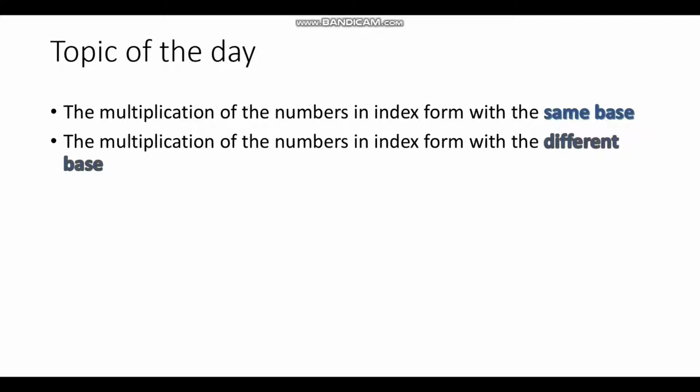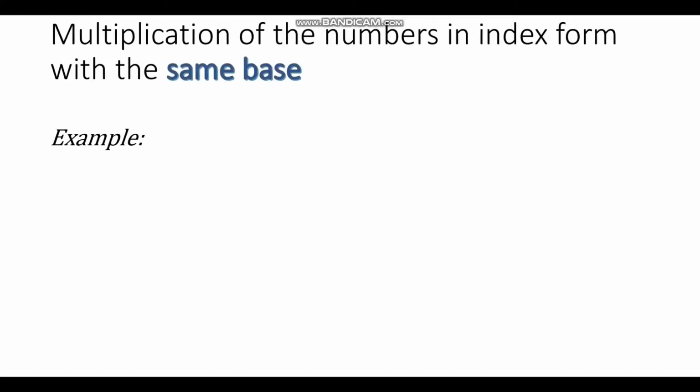So the topic of the day is that we are going to learn about the multiplication of numbers in index form with the same base and also with different bases. For the multiplication of numbers in index form with the same base, I will show you some examples. But before that, I would like to explain the meaning of same base. Same base means that the number is the same in one question.